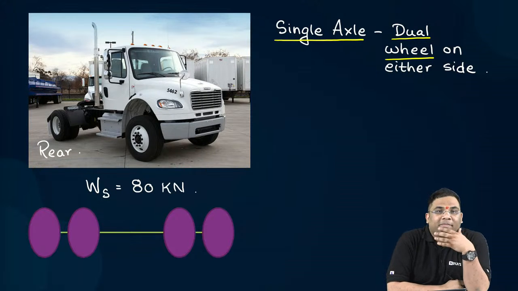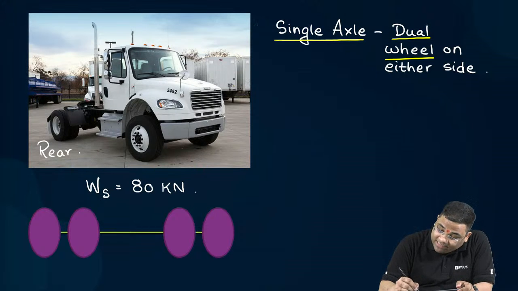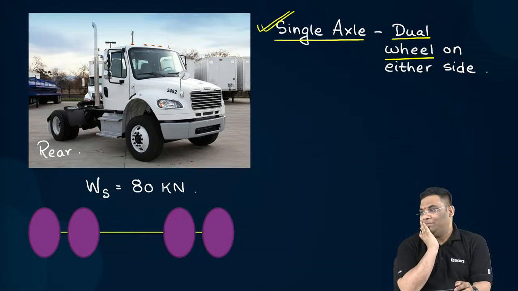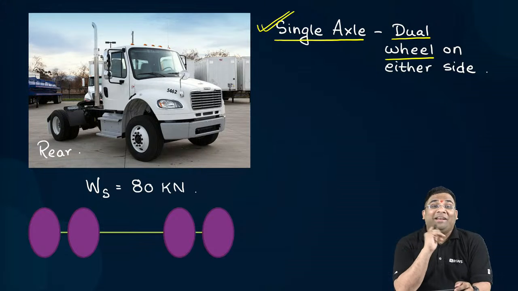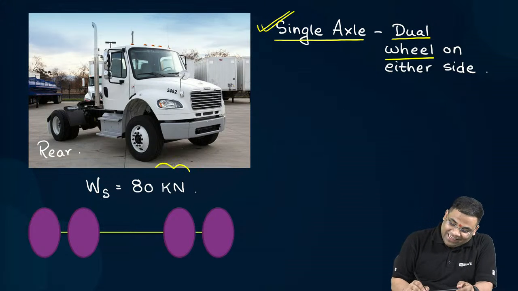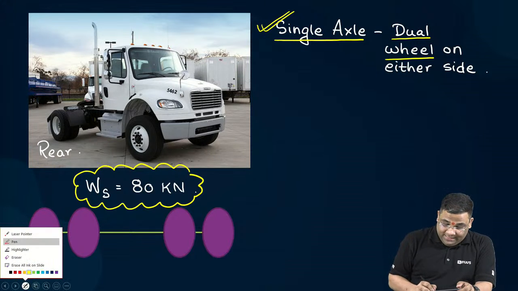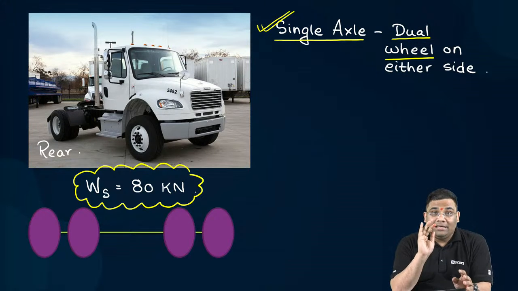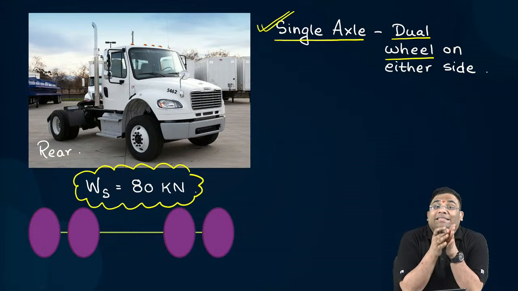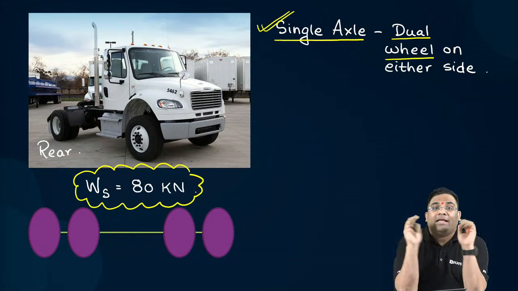Suppose in the question they are not mentioning whether it is single axle, single wheel or single axle, dual wheel, then what will you do? You will assume that it is single axle, dual wheel, because in the examination they might not give you a diagram. Here the diagram was given. Now, this is the single axle, with single wheel or dual wheel on either side.